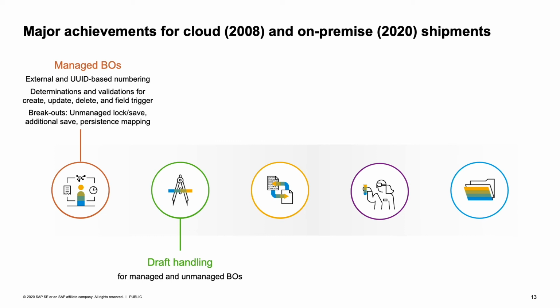And if you enable the draft now, you can also define determinations and validations, which are covered in the draft implementation then. They are, of course, not relevant for the unmanaged BO part, but only for the draft handling. So the draft is always managed. So we have two runtimes then.